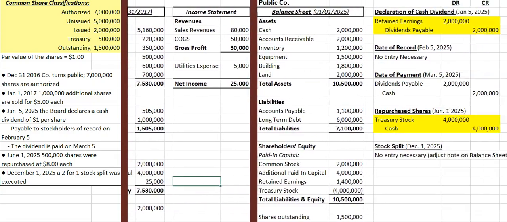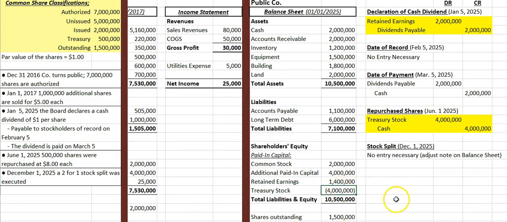Another equity account is treasury stock. Treasury stock represents the stock that was repurchased by the company, right? So in this case, the company repurchased $4 million worth in treasury shares. So they're paying that money out. That's why treasury shares have a debit balance. They are a contra account, and they lowered the equity balance. In this case, the $4 million that was repurchased lowered the shareholders' equity portion by $4 million.